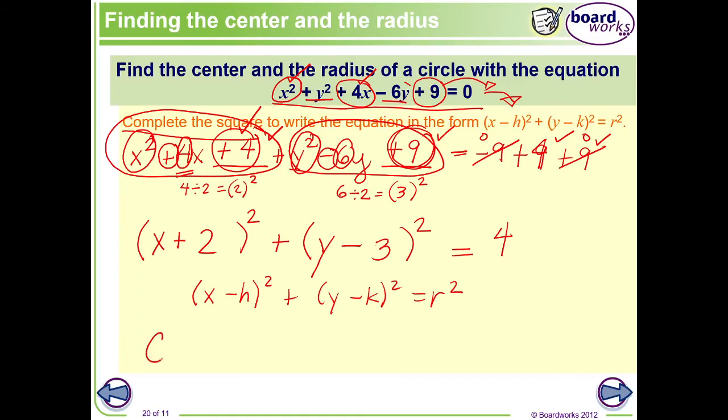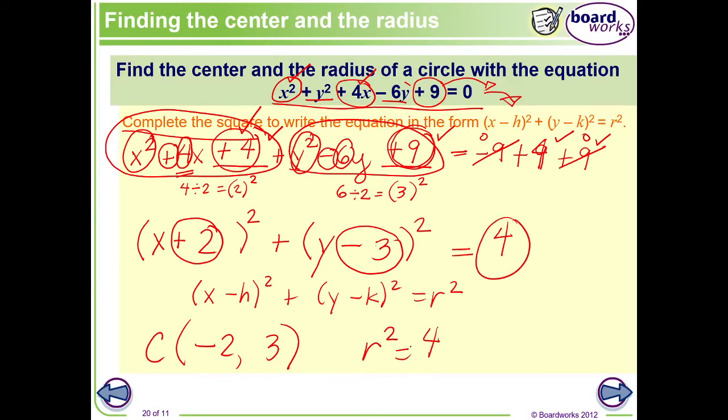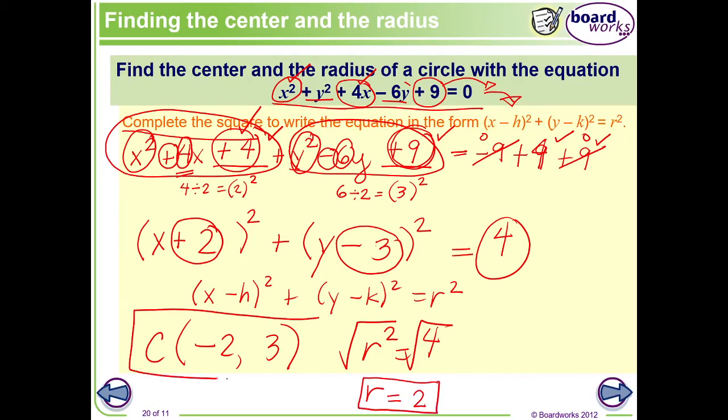So what is our center now? What is the opposite of positive 2? Negative 2. What is the opposite of negative 3? Positive 3. And r squared is equal to 4. Take the square root. What is r? 2. So we now know that the center is negative 2 and 3, and our radius is positive 2.